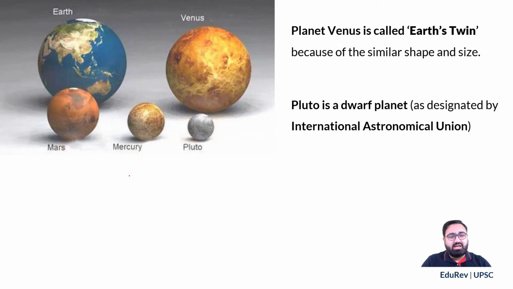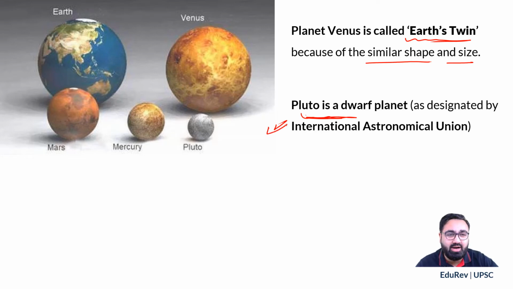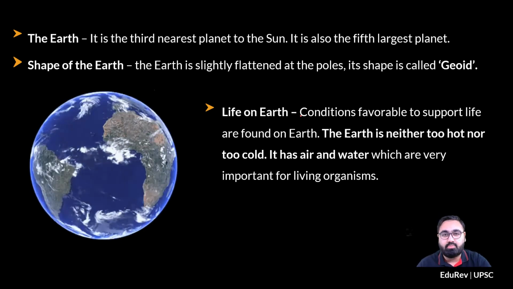Interestingly, there are certain planets which are very similar to the Earth. Planet Venus, for example, is called the twin of the Earth because it has a similar shape and size. Pluto, on the other hand, is a dwarf planet. Till some years ago, it was considered a full planet, but now it is considered a dwarf planet. It is designated by the International Astronomical Union.